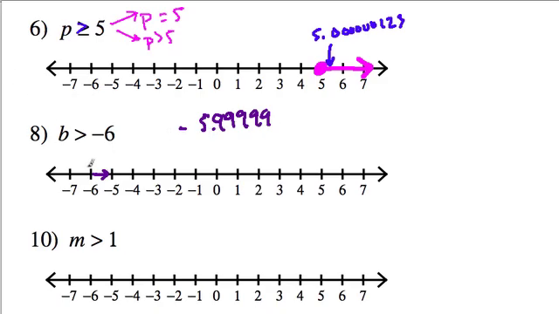Well, what we've come up with is the idea that we can represent this with an open circle. Let me undo some of these here. In the past two examples, we drew a circle that was filled in, implying that the number the dot is on, in this case 5, is included in the answer. If you remember, that's because p could equal 5. Well, now b cannot equal -6. So what we do is we put an open circle there. And that's the big difference.